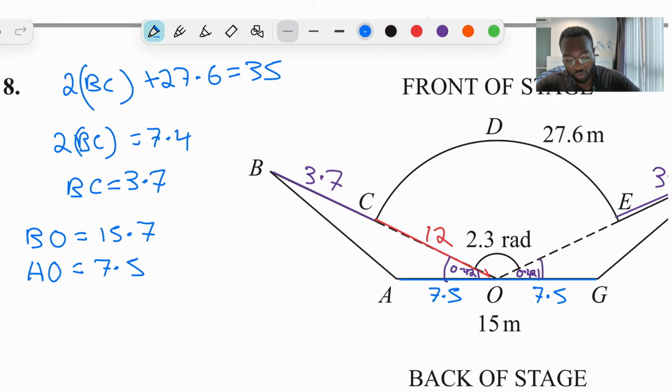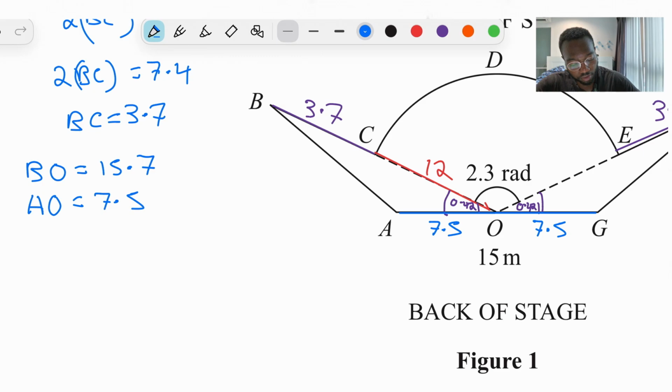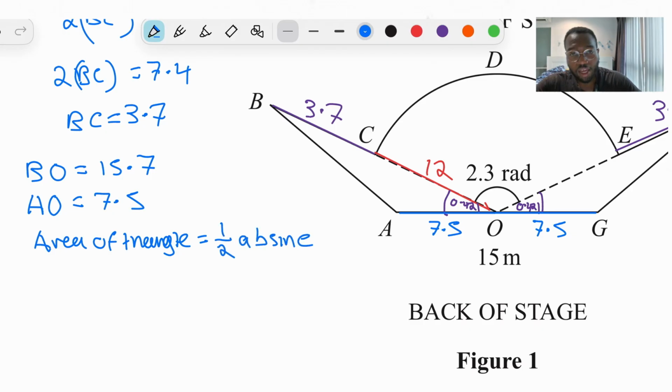Therefore, we can use the area of a triangle. We know that the area of a triangle is just going to be a half ab sine C. And now we can use that because we have the two sides and the included angle. So if we use that, we can work out the area of both triangles, and then after that, we just need to work out the area of that sector and then just add them together.